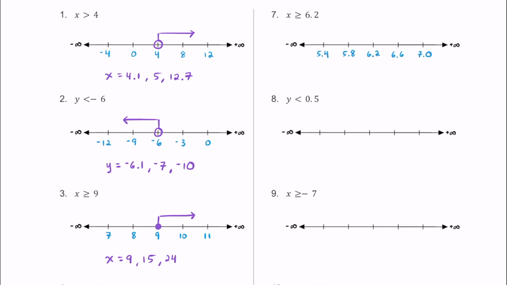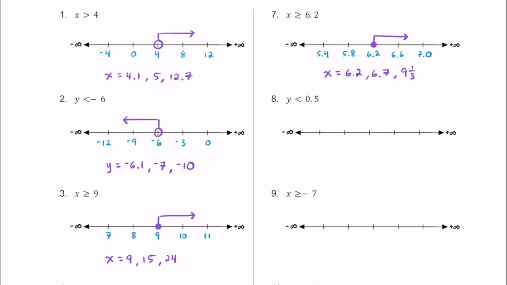Okay, now x is allowed to be greater than or equal to 6.2, so we're going to fill in the circle on 6.2 because it's allowed to equal it, as well as anything greater than it. So I'm going to draw an arrow pointing to the right. So what could x possibly be equal to? Well, it's allowed to equal 6.2, so let's go ahead and include that. But it could also equal something like 6.7, as well as something like, I don't know, 9 1/3, right? So any numbers that are greater than 6.2 or equal to it are good.